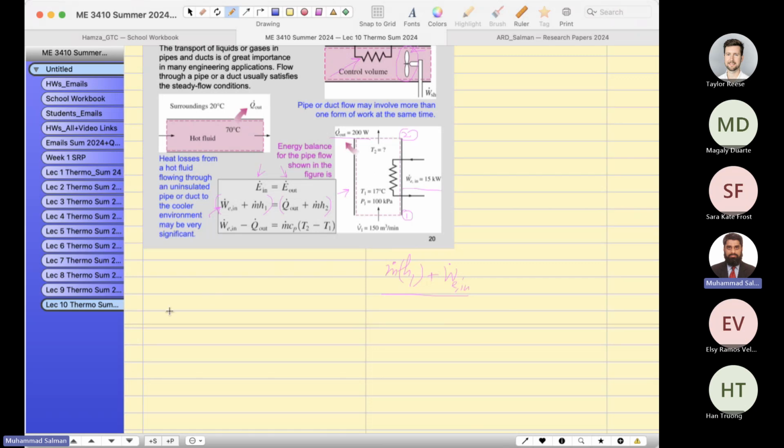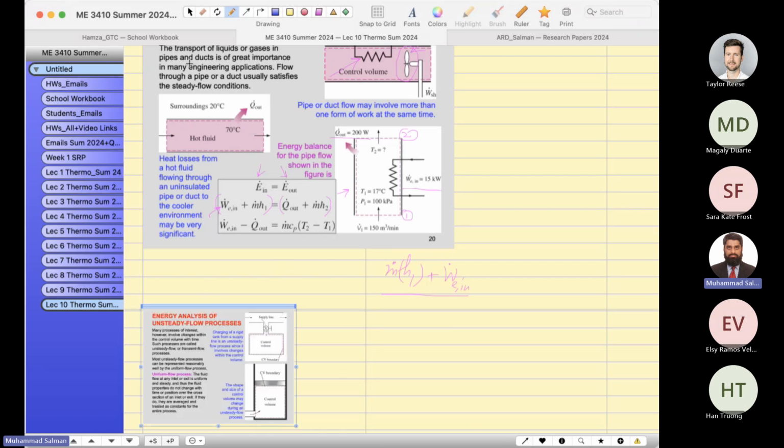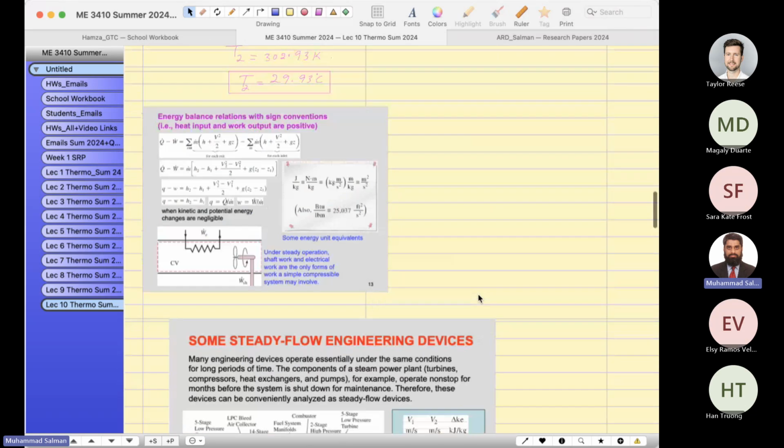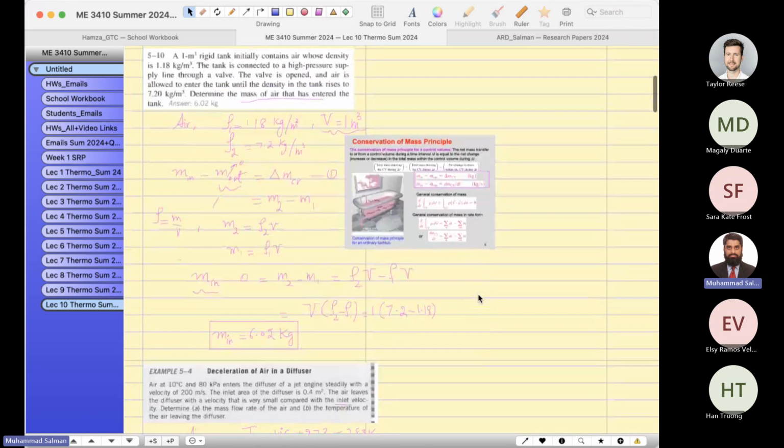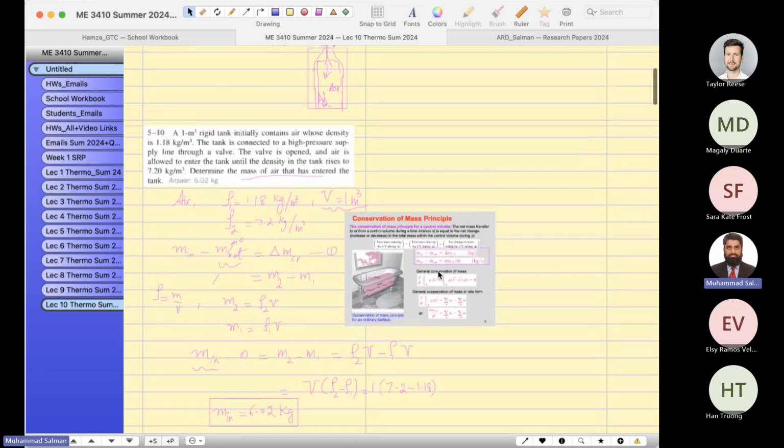Let's come to the next slide, which is related to unsteady flow. And initially, when we started our lecture, I gave you this example of the nitrogen cylinder.